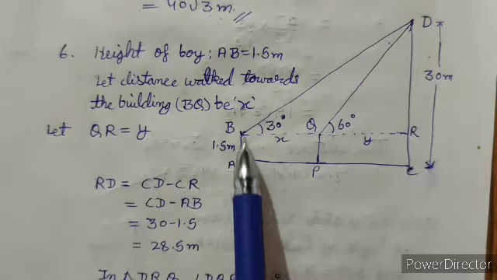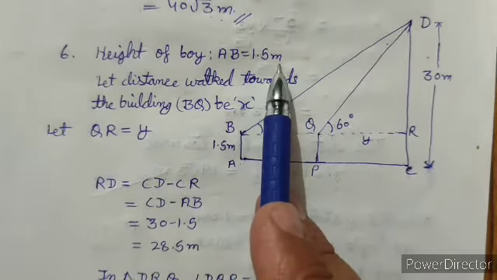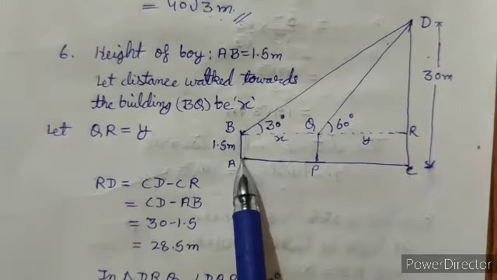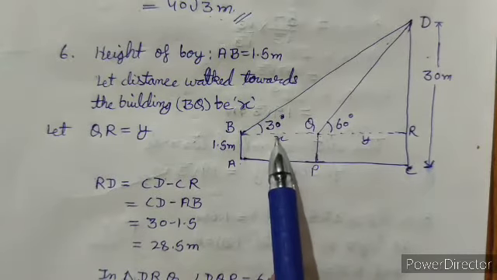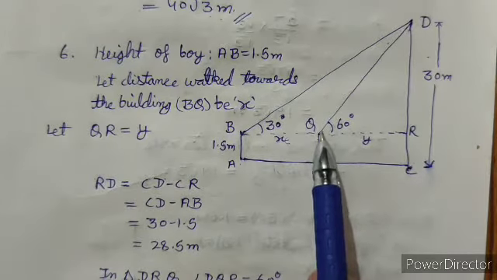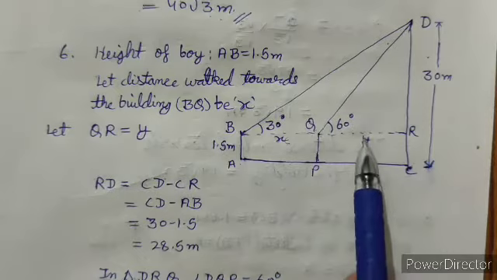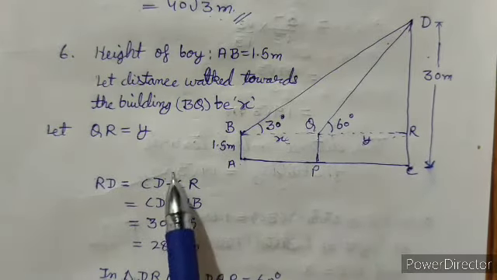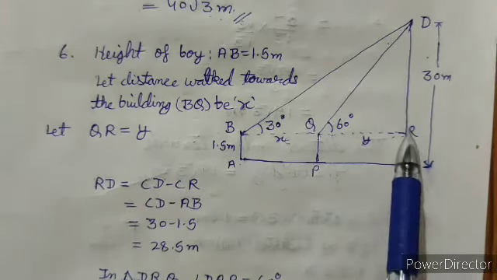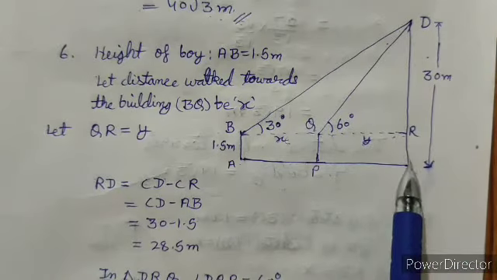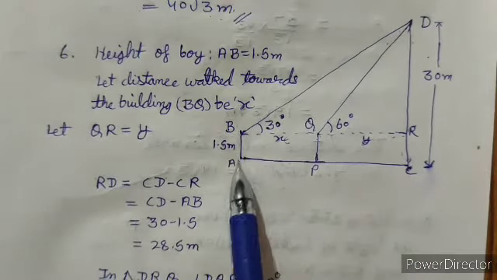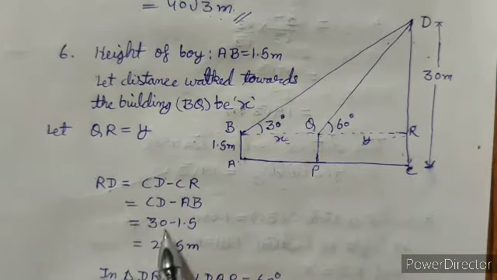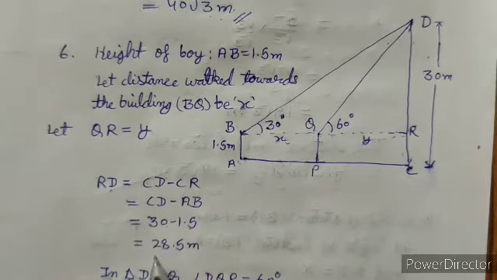Here the height of the boy AB is given to us, that is 1.5 meter. Now let the distance walked towards the building, that is PQ here, be X, and QR is equal to Y. Now here RD will be equal to CD minus CR, and CR is equal to AB. So we can say that RD will be equal to 30 minus 1.5, that is 28.5 meter.